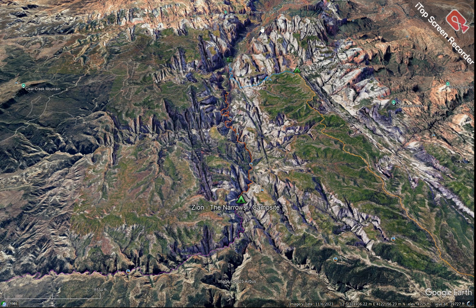Coming into this side part of the park is where you would have to take a shuttle, and Angel's Landing and everything's up here. So we are basically looking southbound from the north side of the park.